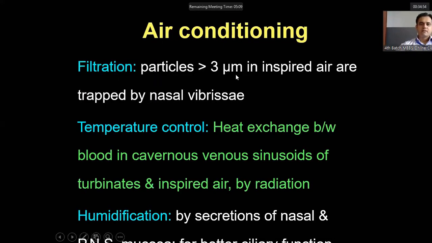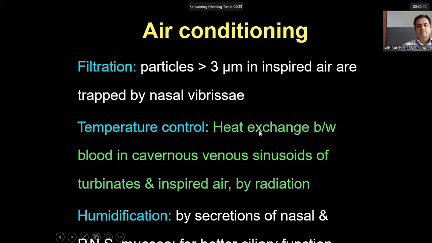Filtration. Particles larger than 3 micrometer in inspired air are trapped by nasal vibrissae, the small hairs in the nose. They are very important for function. So you do not have to trim them. Many people trim their nasal vibrissae, but nasal vibrissae are there for some reason. So do not trim them. They serve a great purpose.